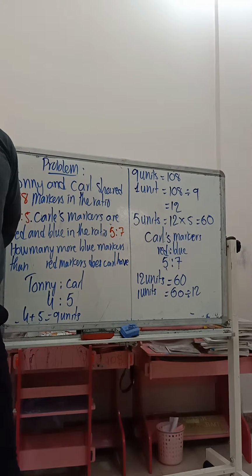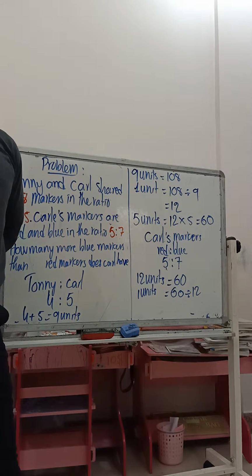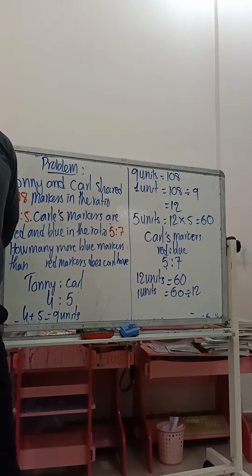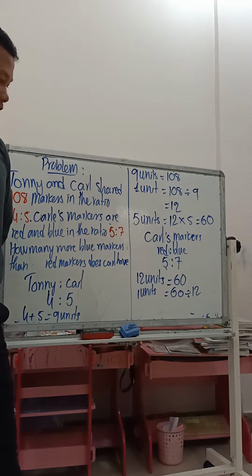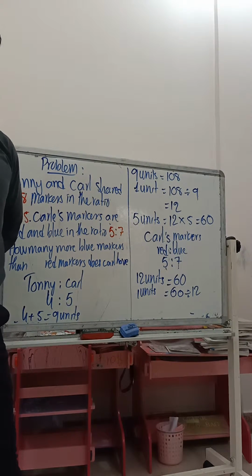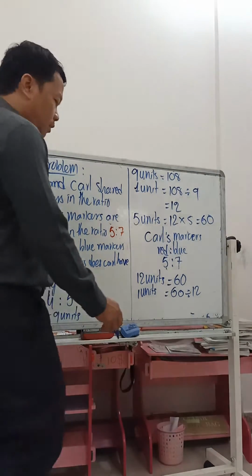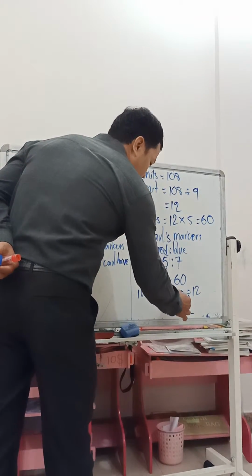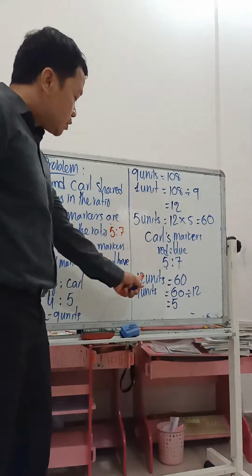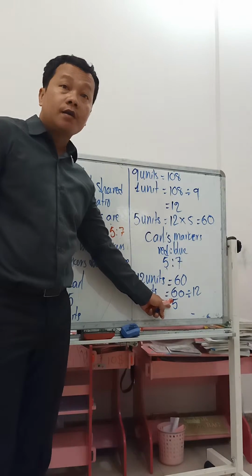Just 60 divided by 12. Equals 5. So 1 unit equals 5, right?